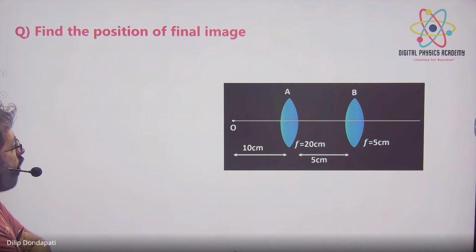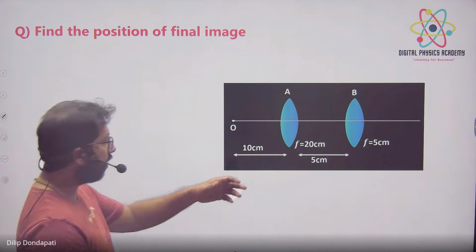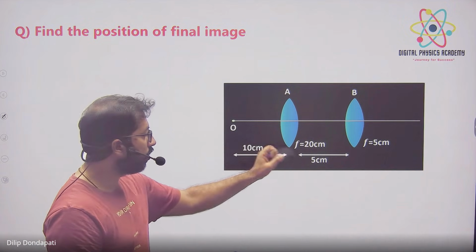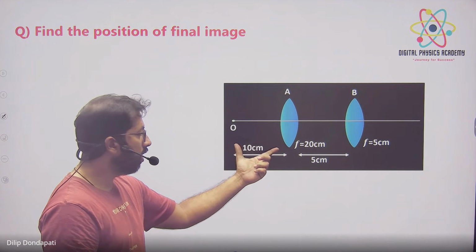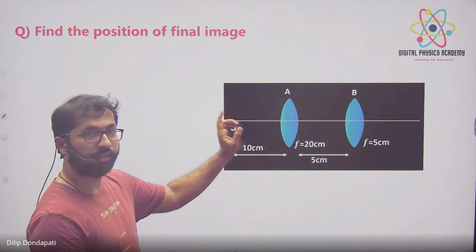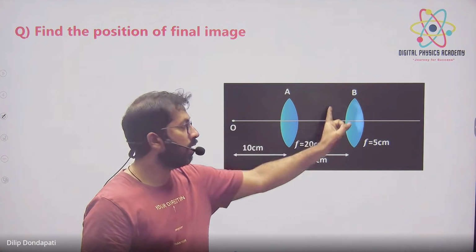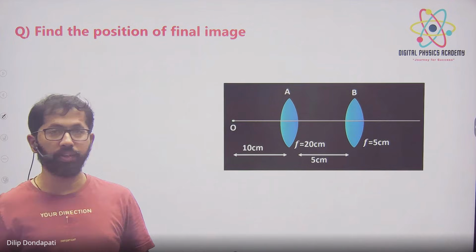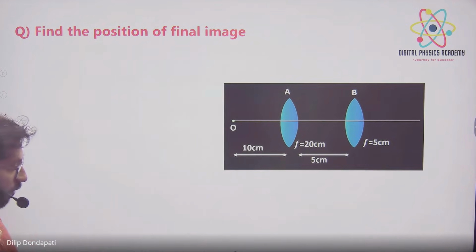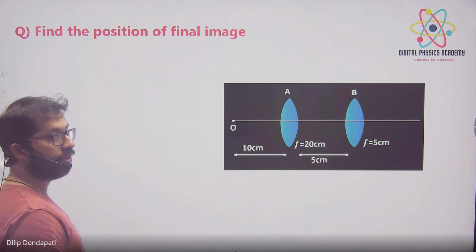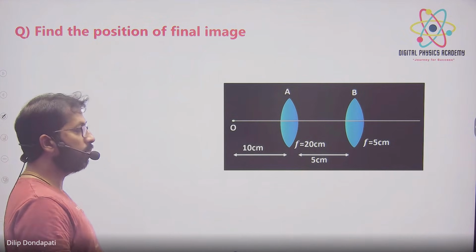Find the position of the final image. Focal length is given, object is given. Use the lens formula and find the image that is acting like a virtual object for the next lens. Again apply the lens formula to get the final image. And then the shortcut formula, right? UF by U plus F. We can use UF by U plus F.